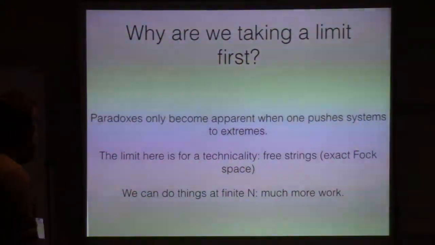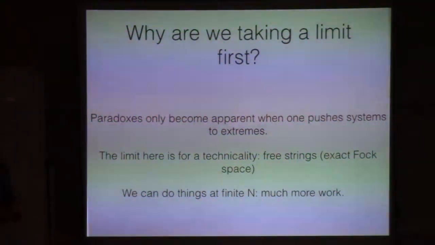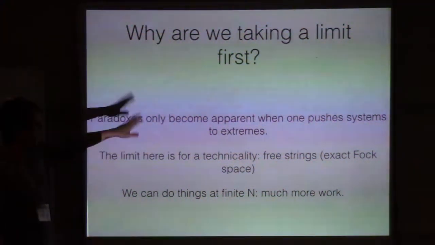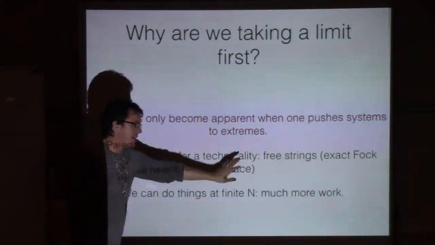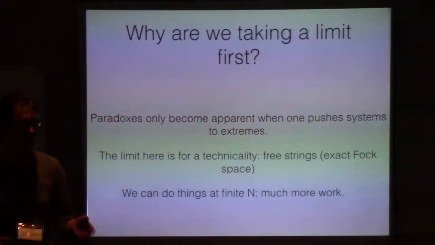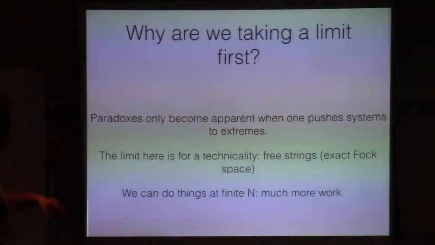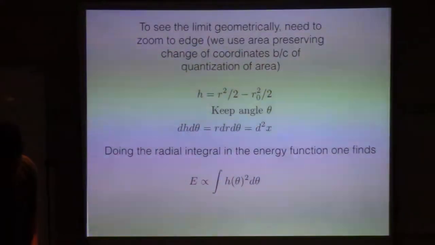So why are we taking a limit first? Well, you know, paradoxes usually become apparent when you push them to the limits. And then the limit here is a technicality. You can do it in some other sense, but the point is that you get an exact Fock space, and then this lets you define this thing in a way that's nice. And we can do things also at finite n, but it's much, much more work, and it doesn't really matter.